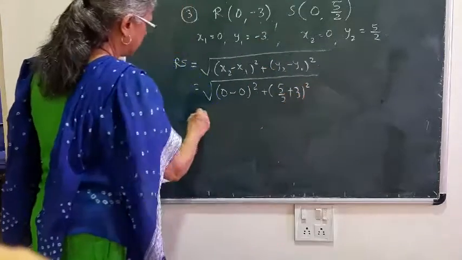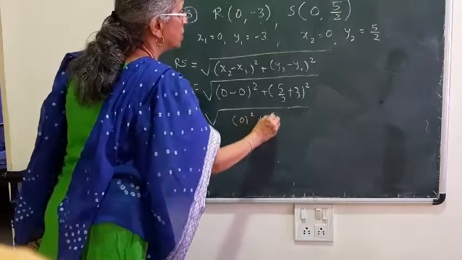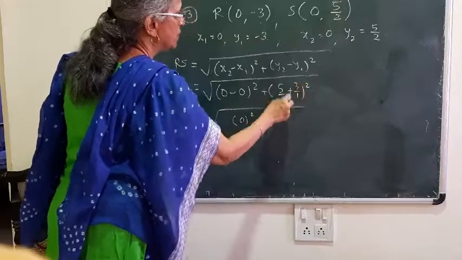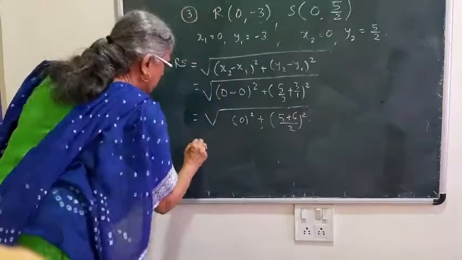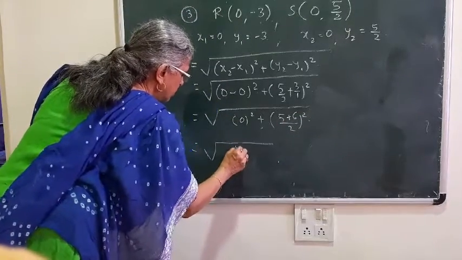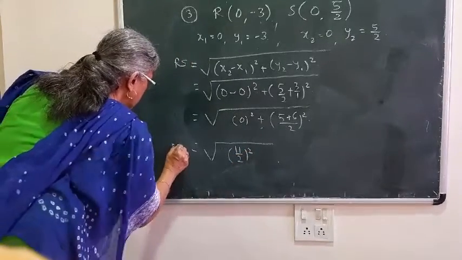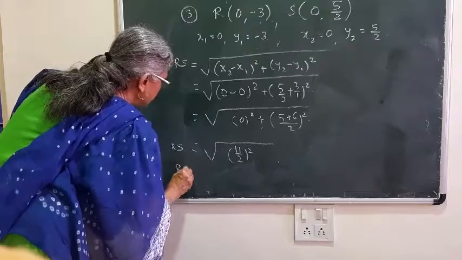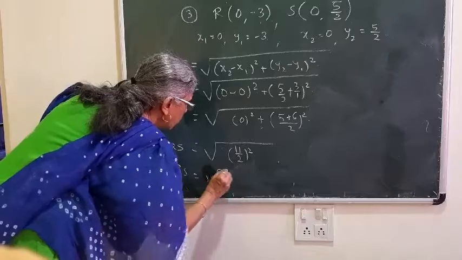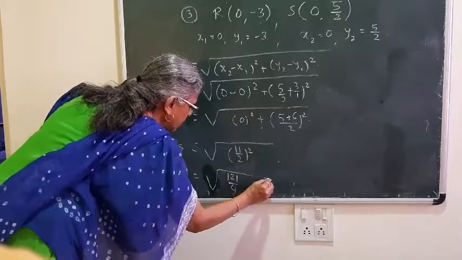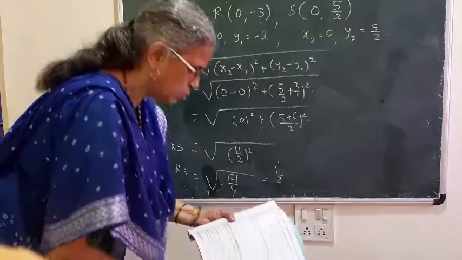So remember that, it is equal to 0 square plus, now here you are going to do cross multiplication, (5 plus 6) upon 2 bracket square. That will be equal to (11 by 2) bracket square, which is equal to RS. So what will be RS, as it is in the root? It will be 11 by 2. Or you may write root of 121 by 4, that is equal to 11 by 2. So that is how you are going to use the distance formula.